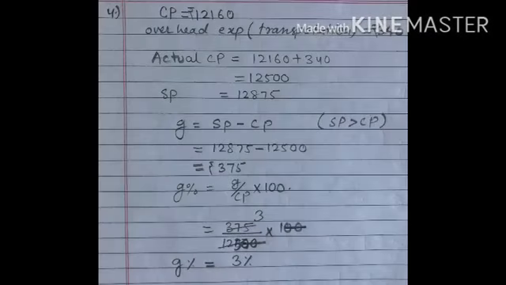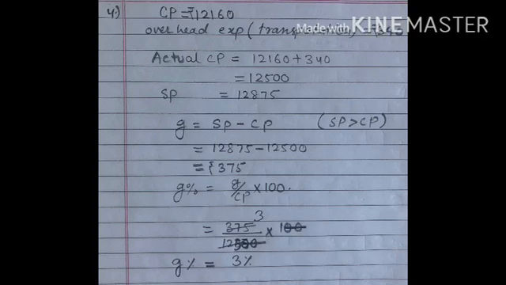The fourth question. Manjeet bought an iron safe for rupees 12,160 and paid 340 for its transportation. Then he sold it for rupees 12,875. Find his gain or loss percent. So the cost price is equal to 12,160. This transportation is known as overhead expense, that is 340. So the actual CP is equal to 12,160 plus 340, which is equal to 12,500.